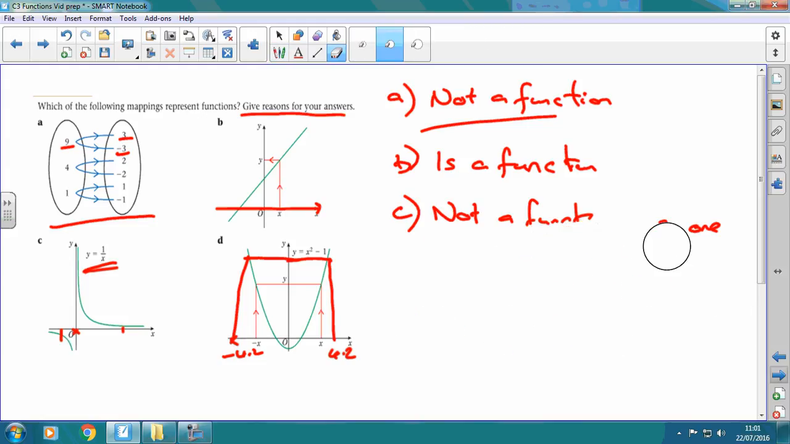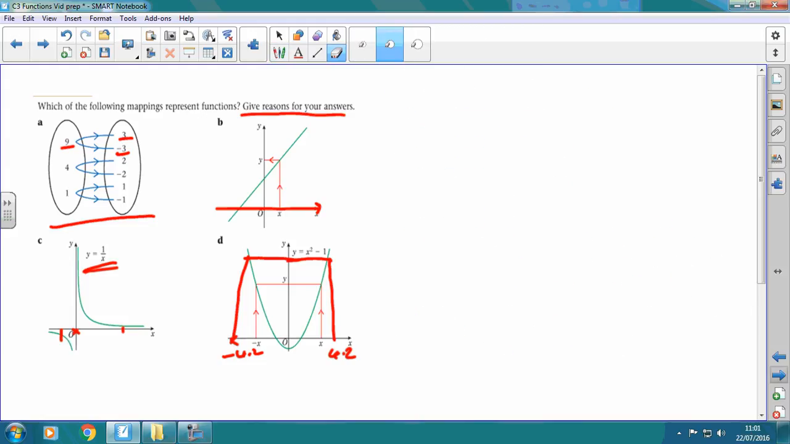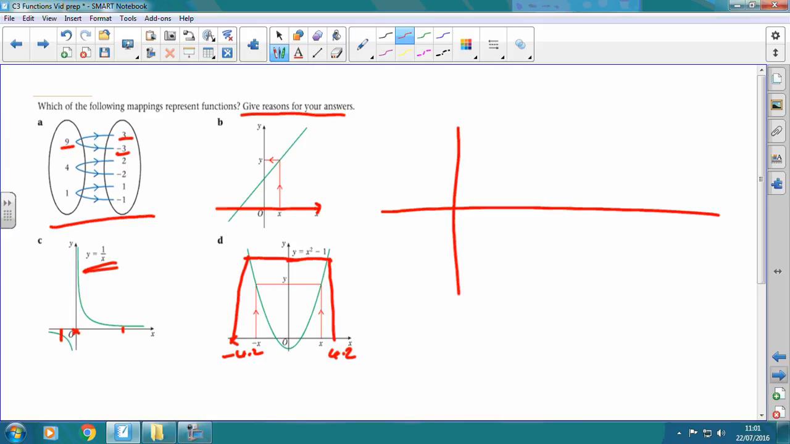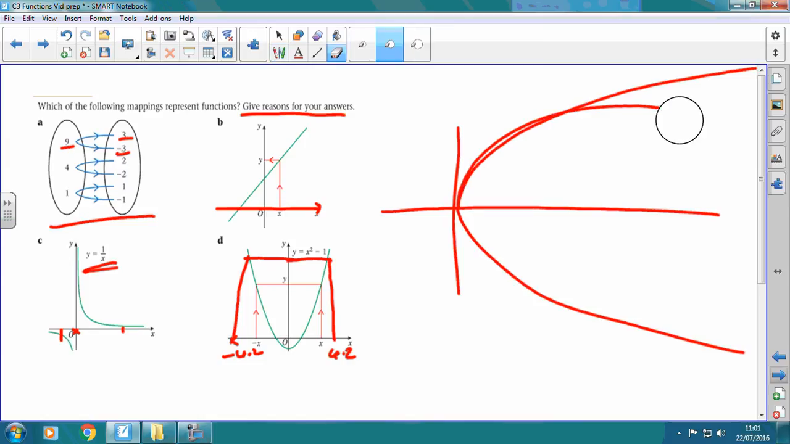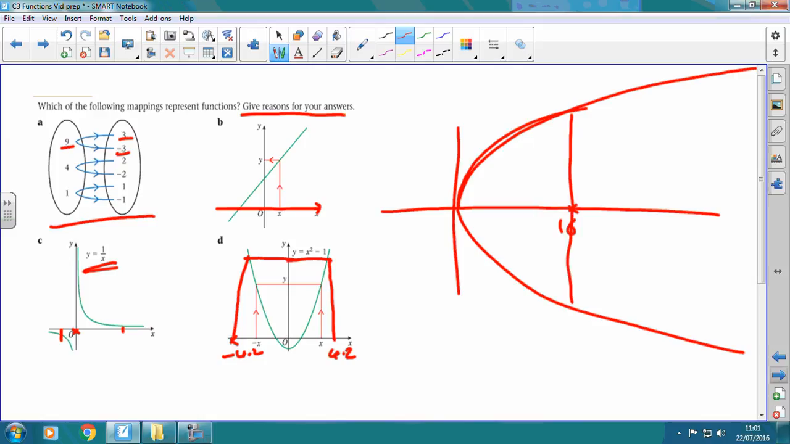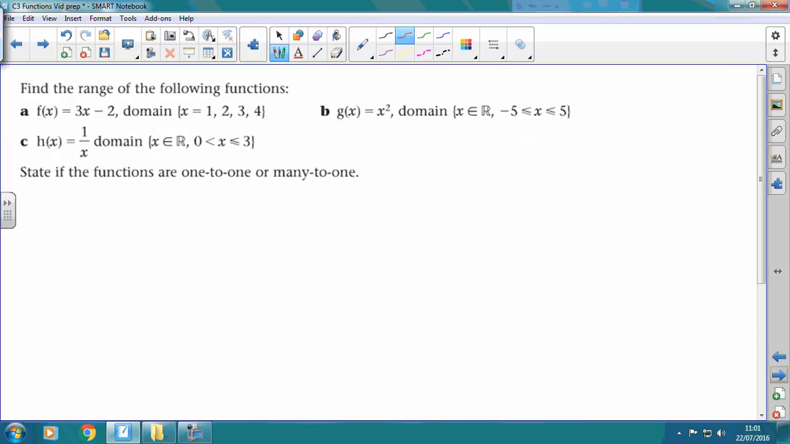So if I show you the difference in the graph to highlight this, the square root of x graph looks sort of like that. It keeps rising up. So you've got one element in the domain, which is, let's say, 16, and that maps to two different elements in the range. So therefore, it's not a function.